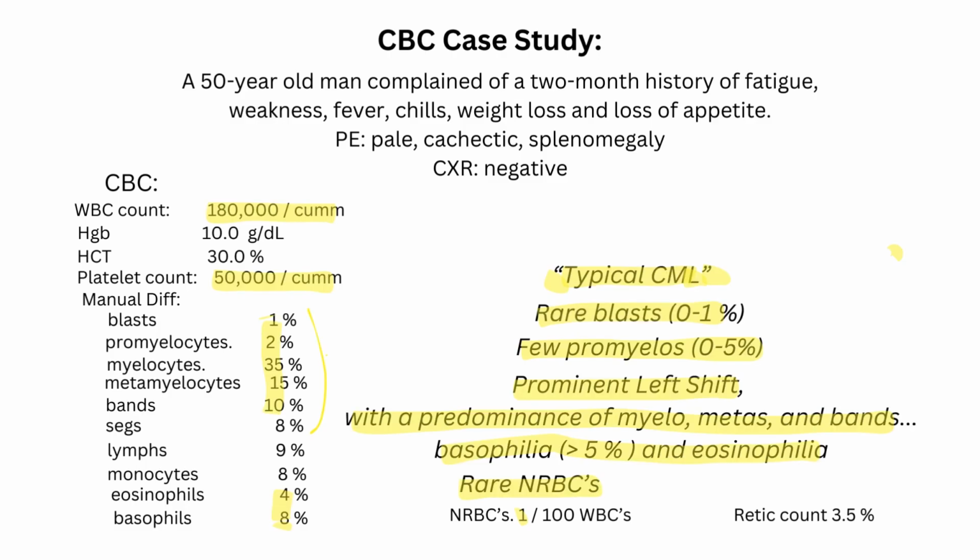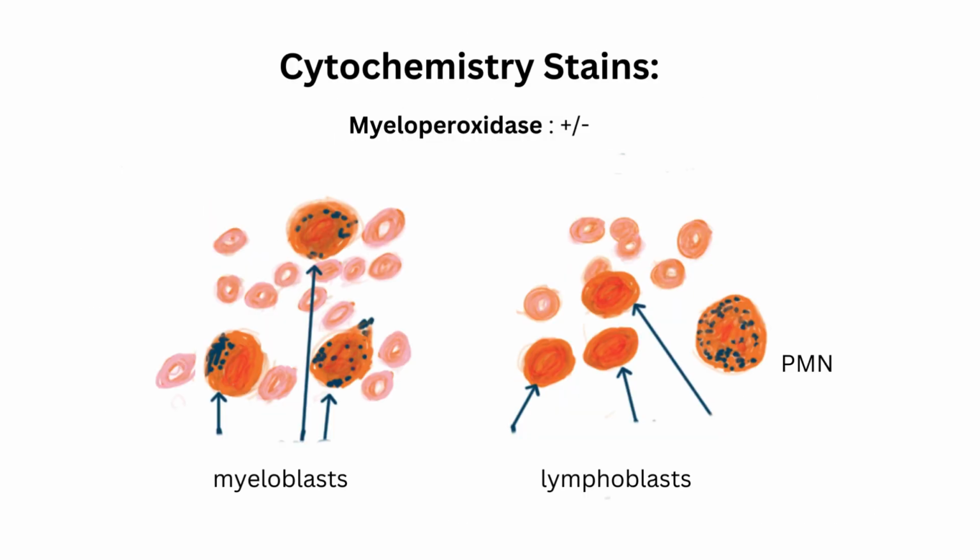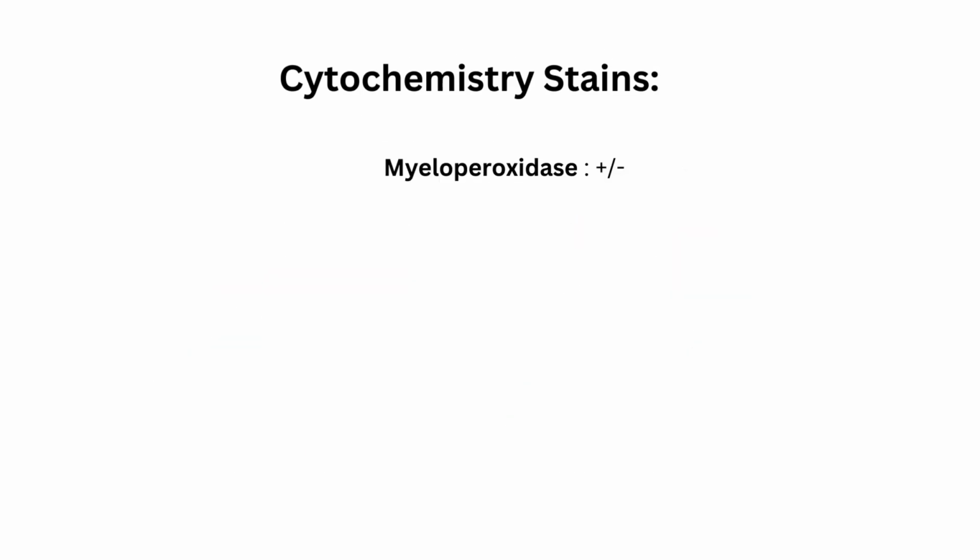In CML, we see rare blasts, few promyelos, a prominent left shift with a predominance of myelos, metas, and bands, basophilia, eosinophilia, and rare nucleated RBCs. Myeloperoxidase stain is helpful for showing the enzyme peroxidase in the granules of immature and mature myelocytes, but not in lymphoid cells. So in CML, since there are neutrophils with peroxidase granules, it may show some positivity. However, myeloperoxidase stain may not be helpful in CML because we already know that it is myeloid and not lymphoid cells that are involved.